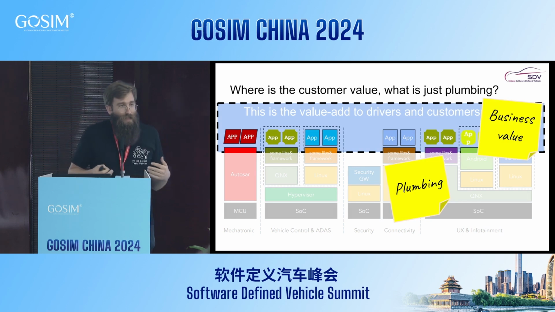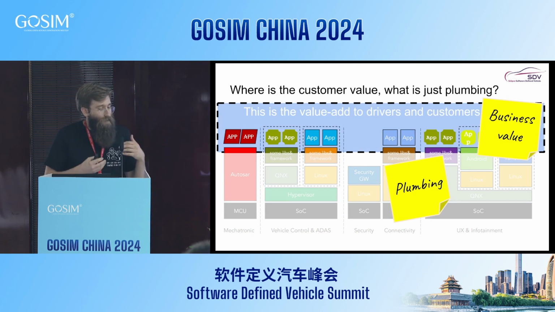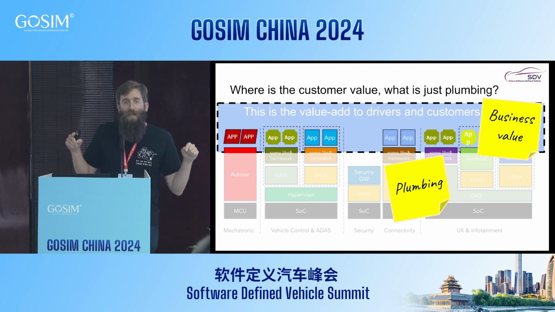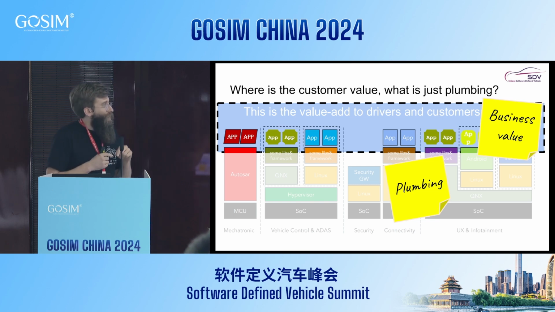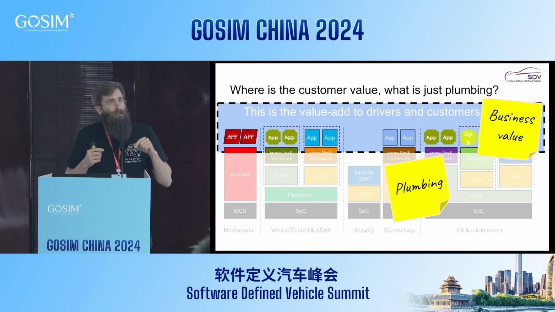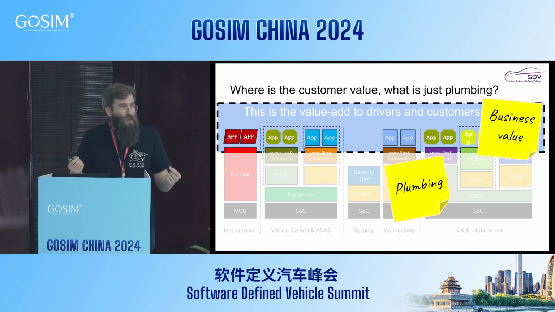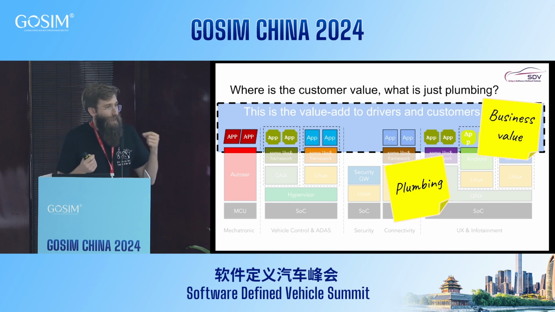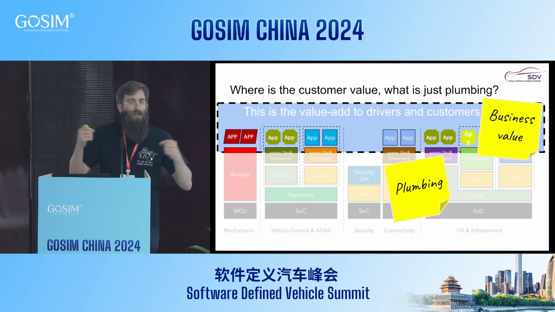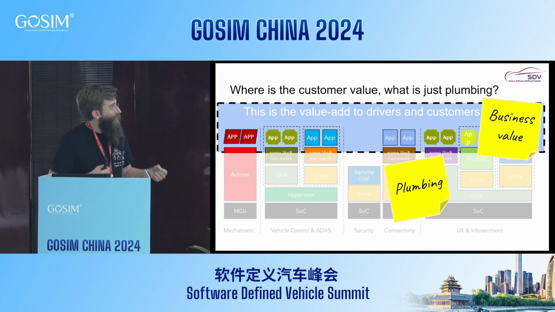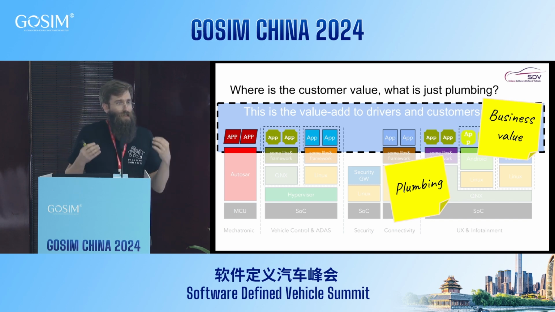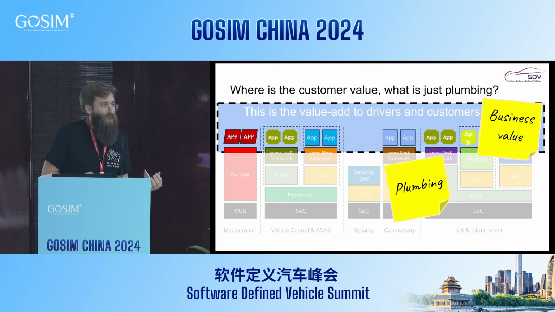If we take a look at this, though, we can start to draw a line between what are the things which are fairly generic, and probably every vehicle needs to do some version of this, which is being able to pipe data from one application to another, from one device to another. What are those things which are fairly generic? We can call those plumbing.